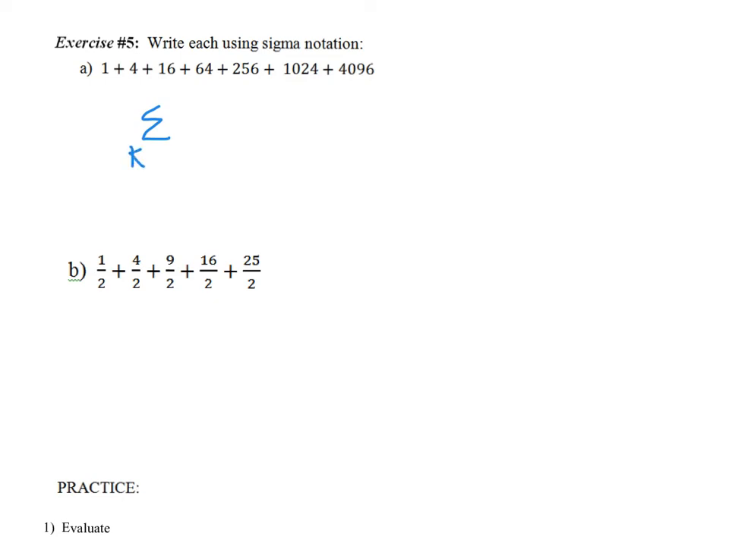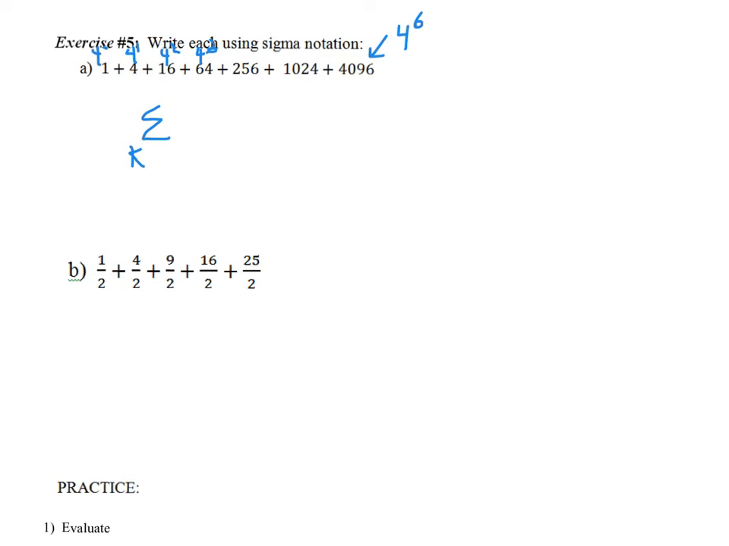Now when I look at this, I notice that the terms seem to be the powers of 4. So the first one is actually 4 to the 0 power. Then 4 to the first, 4 to the second, 4 to the third. Let's see here, 256 would be 4 to the fourth, 1024 would be 4 to the fifth. So this last one looks like 4 to the sixth power. Pause the video and check on your calculator and make sure that those exponentials make sense.